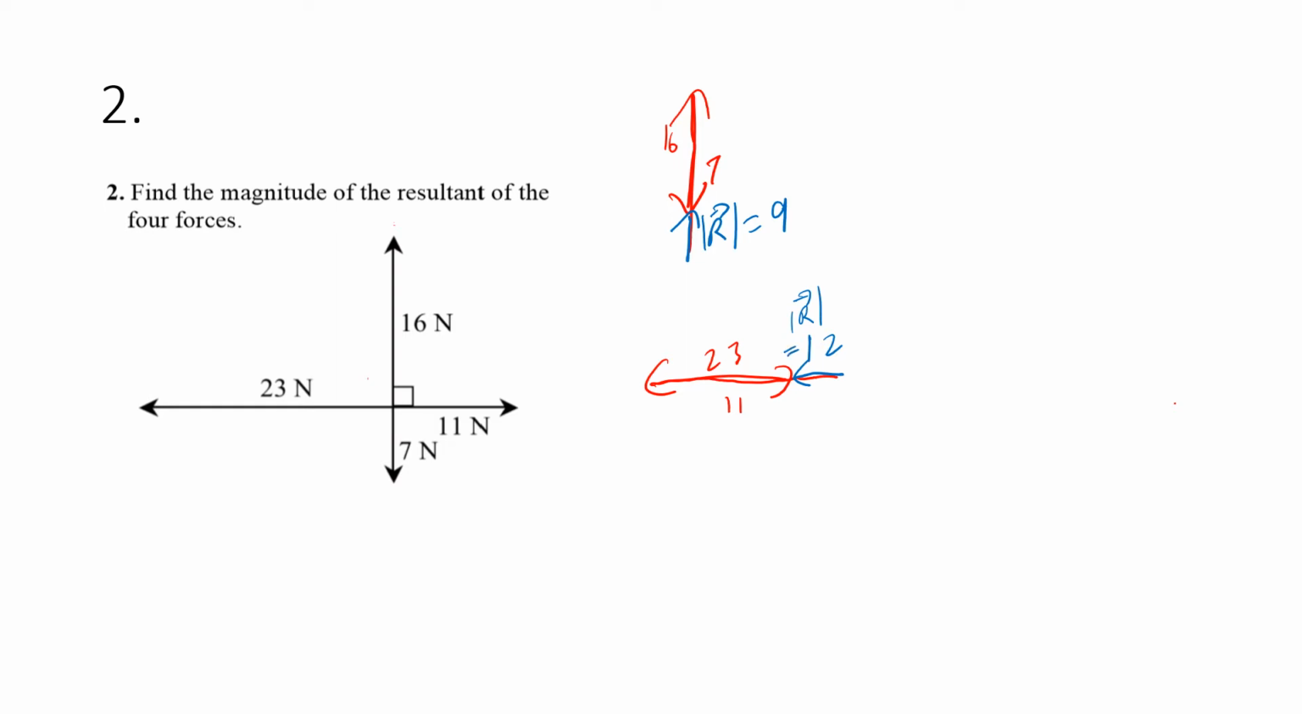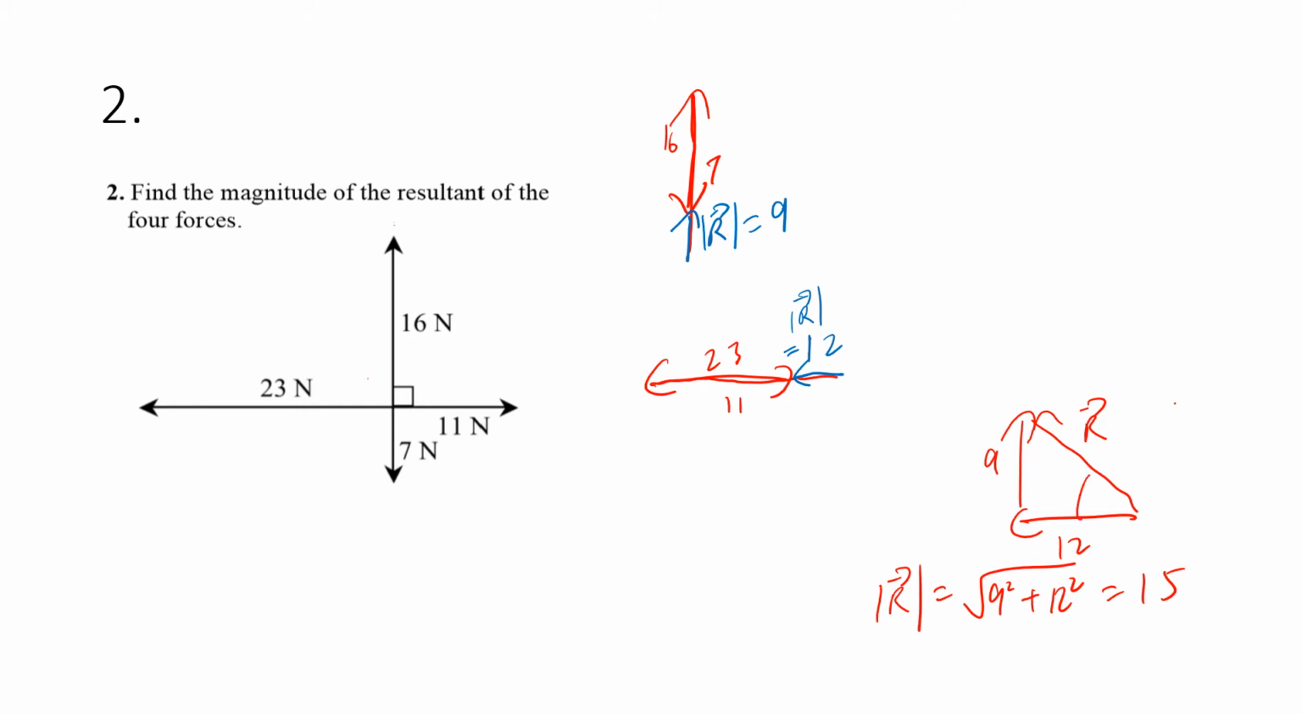So what we can do now is add the two resultants of the sums of the opposite vectors and then use the Pythagorean theorem. We have 12 going this way, 9 going up this way, and this right here would be the resultant. So the resultant is the square root of 9 squared plus 12 squared, which is going to give you 15.